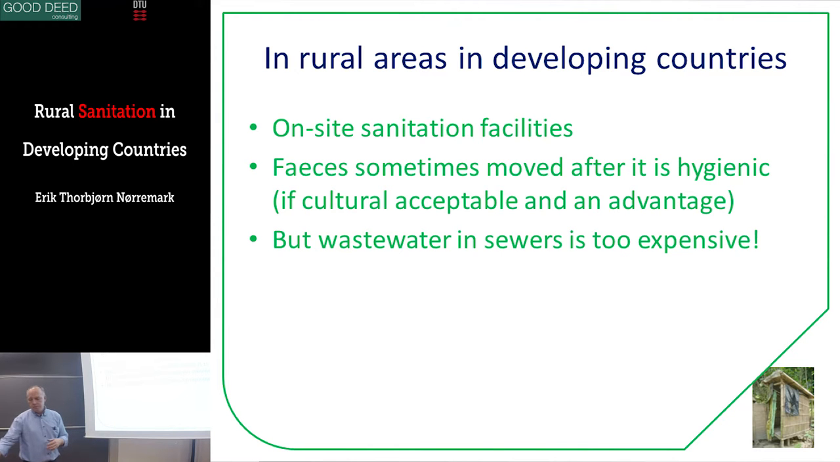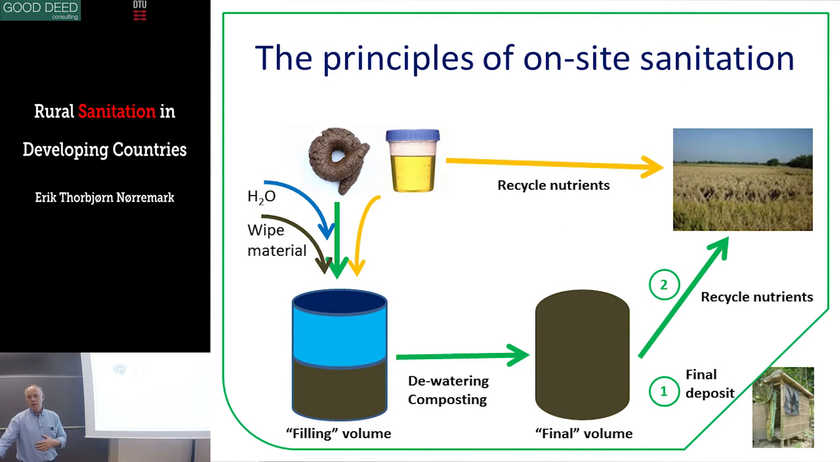Wastewater in sewers, forget about it. It's far too expensive. Now, the principles of on-site sanitation: we have shit, we have urine. We put it into a receptacle. It can be a hole in the ground or a built-up box, depending on what kind of sanitation we want to do. Apart from the shit and urine, we'll have water and some kind of material for wiping. If it's newspaper, toilet paper, leaves, we don't know.